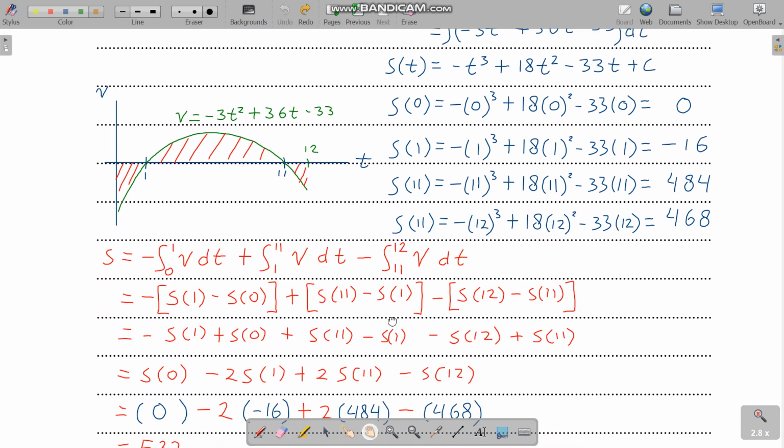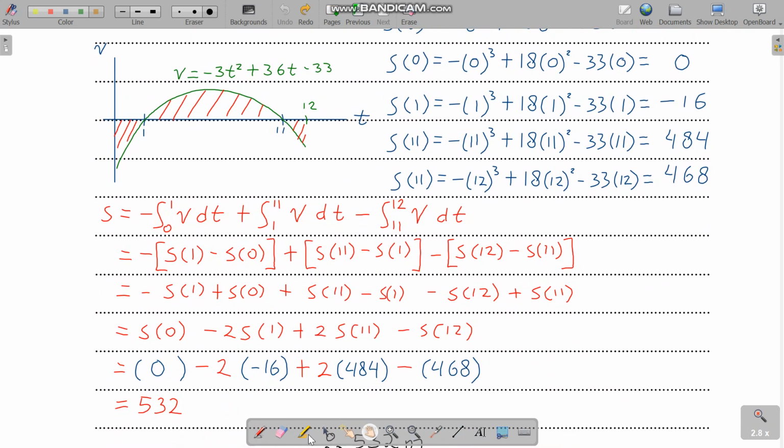So to find the distance traveled, we need to split the integration from 0 to 1. We multiply by negative because, again, from the integration we're gonna get something negative. The total distance means we want this to be positive, so we multiply by minus, and this is also positive. This is negative, so that's why we use minus. So we integrate, and then we plug in 1, plug in 0, subtract, plug in 11, plug in 1, subtract, and so on here. 12, 11, subtract.